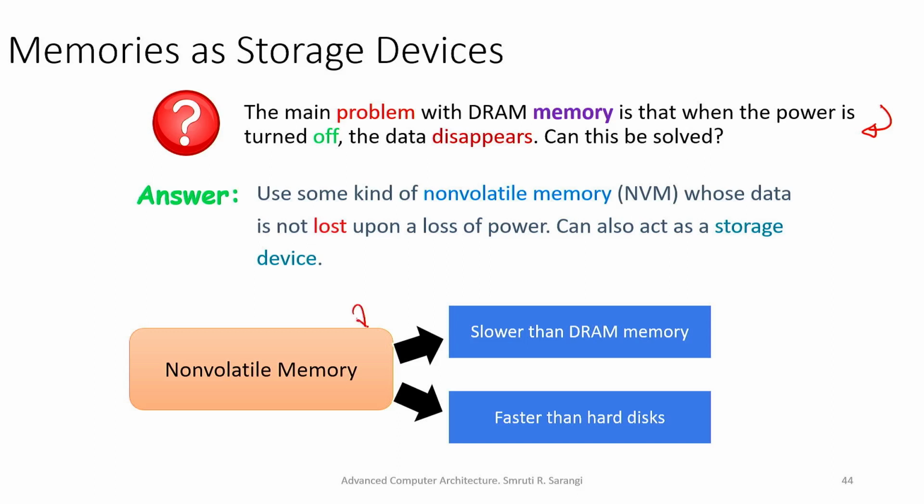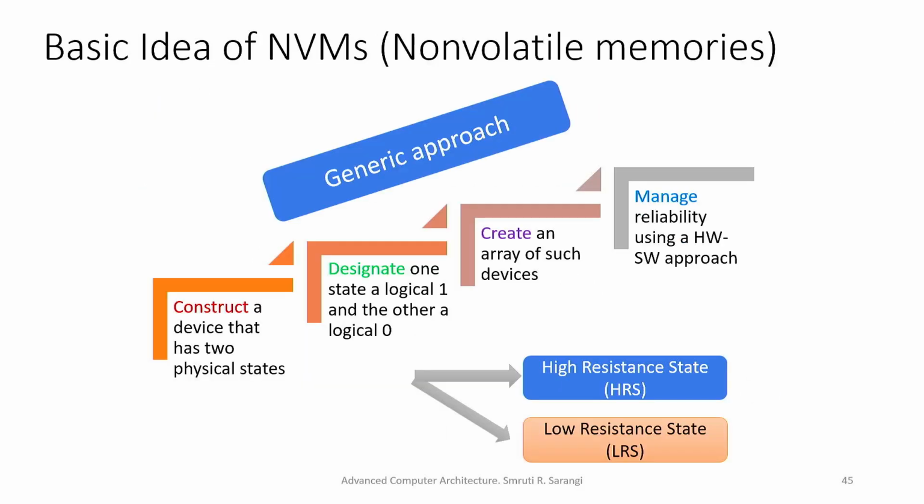Non-volatile memory, which is essentially nothing but a storage device, is slower than DRAM memory, right? That you would expect, because DRAM is a single capacitor, but it is faster than hard drives, so it can act like a regular storage. In fact, the laptop that I'm just using to present does not have a hard disk, right? It has a non-volatile storage mechanism.